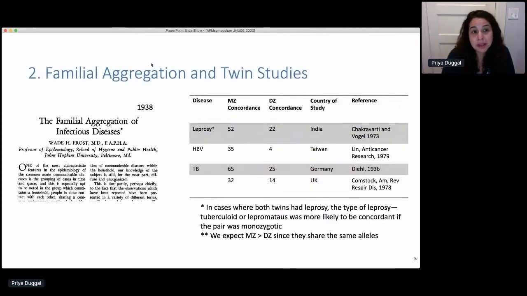So when we think about familial aggregation, as I mentioned before, I found this really nice paper that was published in 1938 by Wade Hampton Frost, who's really considered the grandfather of epidemiology in many ways, writing on the familial aggregation of infectious diseases. And in this, he's really talking more about transmission within a family, which is what we often think about with infectious diseases. So secondary attack rates, for example. And what I'm really asking is this question of, within a family or within a pedigree, are individuals who are more related to each other more likely to also have similar outcomes?